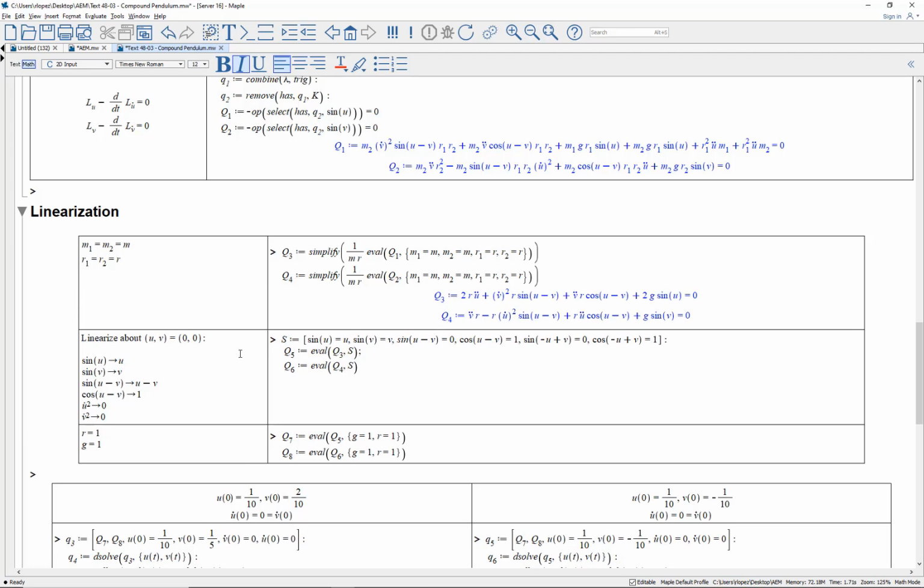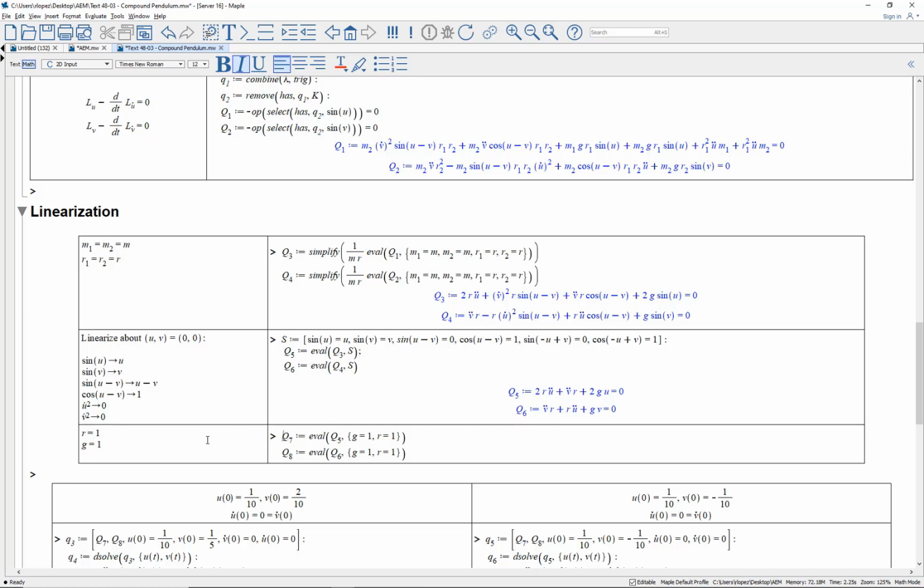Then the linearization has sine as for a small angle, so sine u is u, and cosine for a small angle is near 1. Derivatives vanish. So this is what it looks like when you linearize. Right? So now these two equations could actually be solved with a pencil and paper.